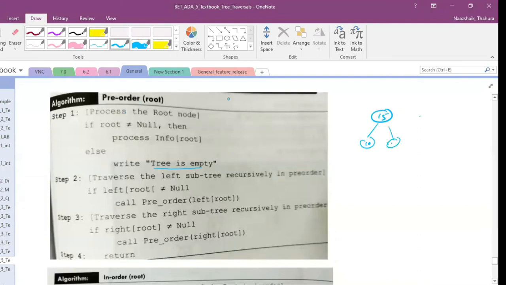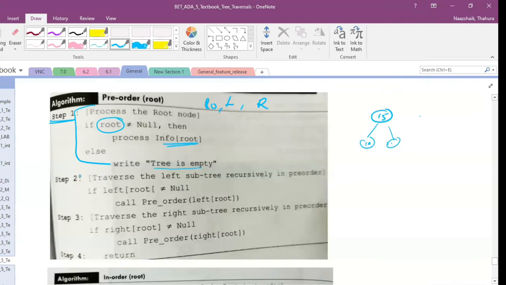So this is preorder. So you have to do root, left and right, right? So what does it do? This step one is the root, okay? You're checking the condition for the root. That is why you're checking the root, right?